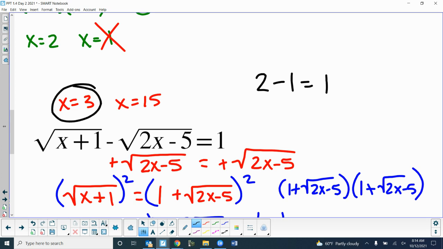3 is okay. What's 15 plus 1? What's the square root of 16? 4. What's 2 times 15 minus 5? Square root 5. Does that equal 1? No, that gives you negative 1, right? So that one wasn't a good answer. That's a tough one. That has some work to it when you have 2 of them.